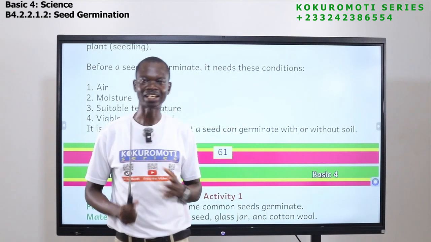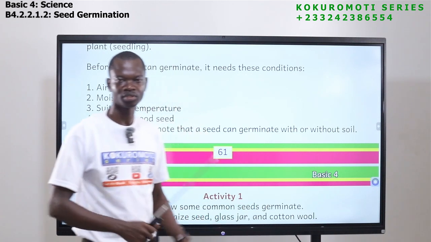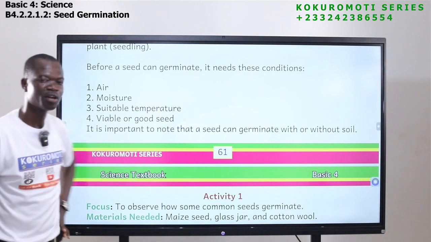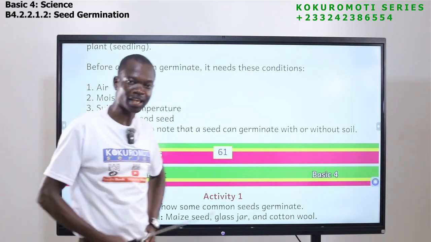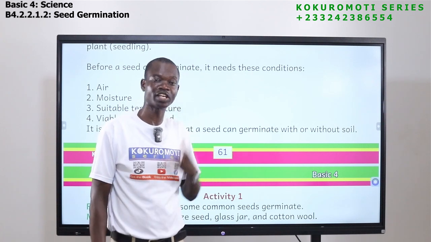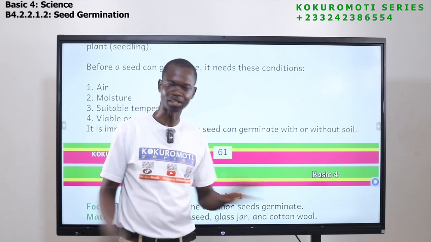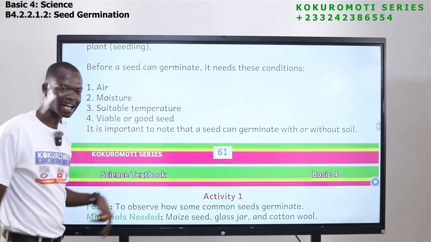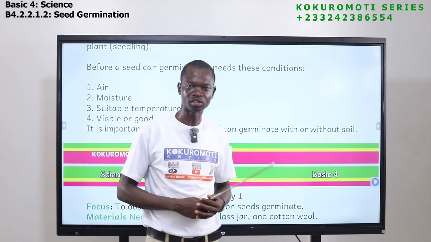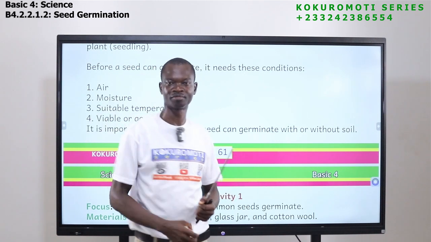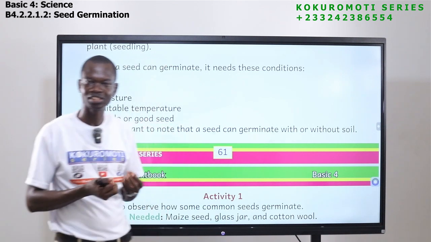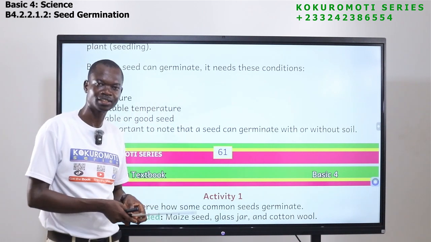So, conditions that are necessary for germination. The seed can only germinate if these things are there. The first one is air. Seeds need air. Human beings, we breathe air. If you put a seed in the soil, there should be air in the soil. If there is no air, the seed will not germinate. Second, moisture. Moisture, we are talking about an amount of water in the soil. If the soil is too dry, germination will not take place. So the soil should have some level of water in it.